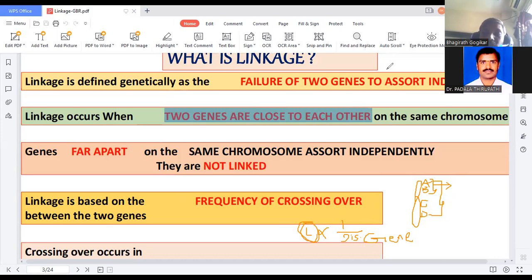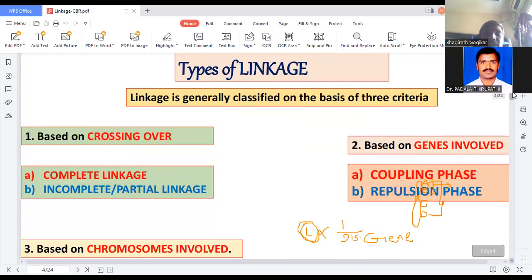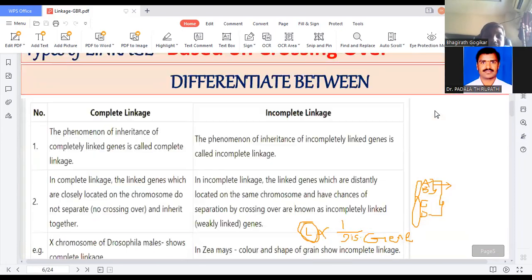So just you can go for the next slide. Crossing over occurs in prophase of meiosis 1. Everybody knows very well, where homologous chromosomes break at identical points, break and reunion with each other. So, types of linkage. Before going to the types of linkage, how is the linkage phenomenon detected? Just we can go for one example.